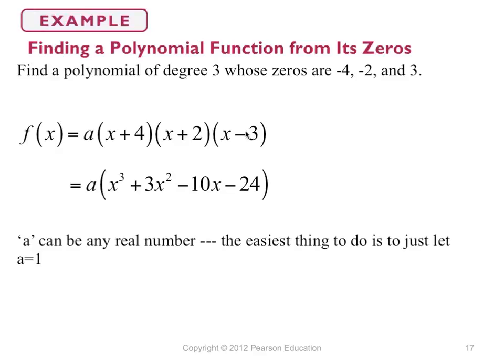A can really be any real number, but the easiest thing to do is to just let a equal 1. If a is just 1, then you just have this 1 outside of here that doesn't really do anything at all, so you really don't even need to write it.